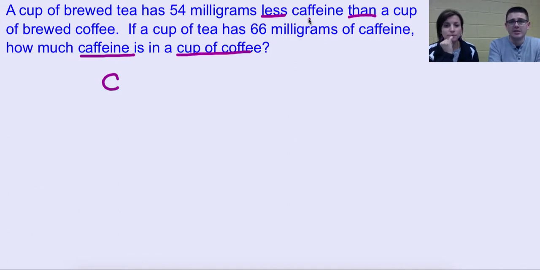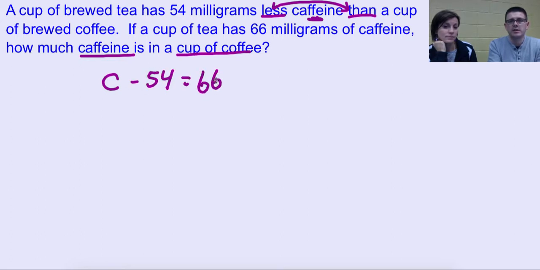A cup of brewed tea has 54 milligrams less caffeine than a cup of brewed coffee. Well, that "less than" is really code for subtracting. Remember, something has to be there before we can have a less than. And if you think back to 6th grade, the less than is where we flip the order. So we're going to take the coffee, C, minus 54. 54 less than the coffee is going to be our total of 66 milligrams for our cup of tea.